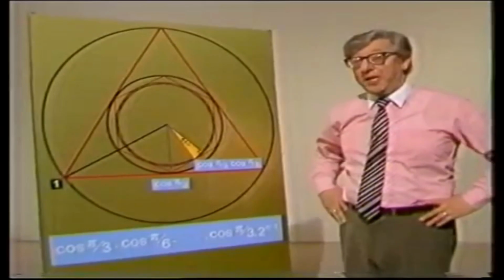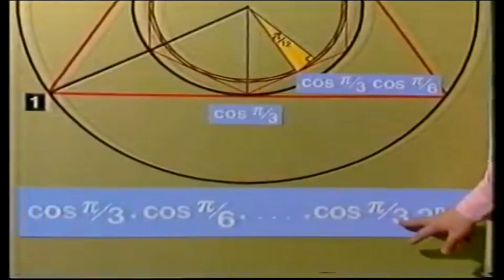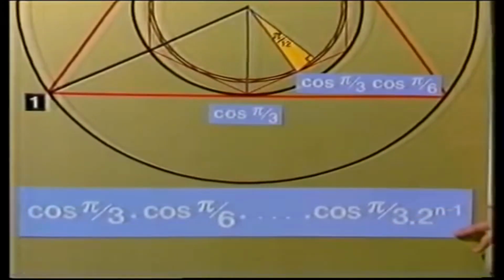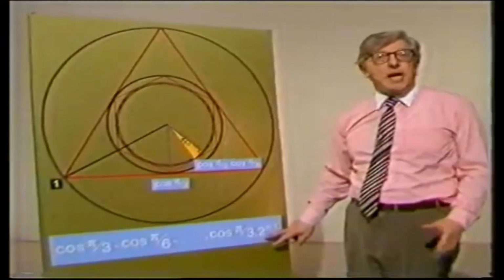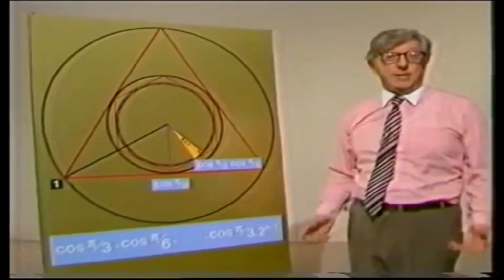The general term for a radius comes out to be this product of cosines. Oh, by the way, why is it finally 3 times 2 to the n minus 1 here? Well, you know it's got to be 3 times some power of 2, so just try it for the first circle, n equals 1, as a double check.